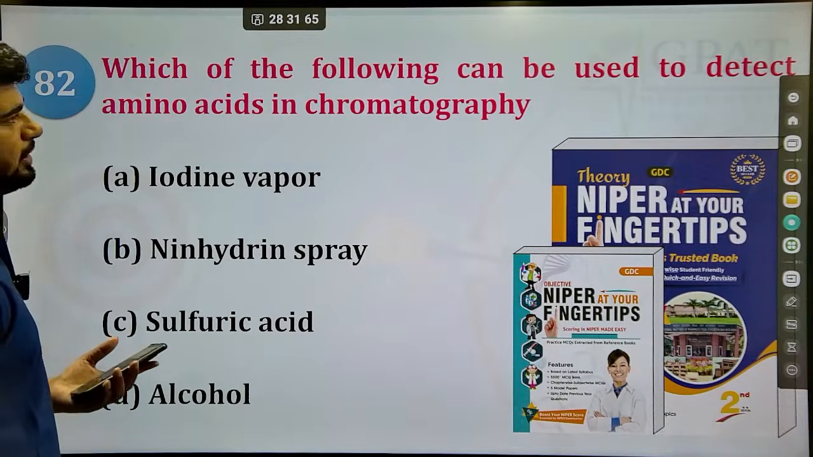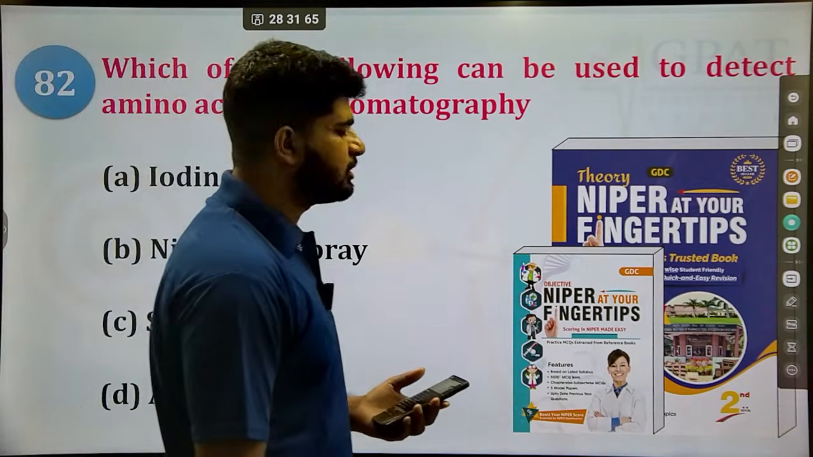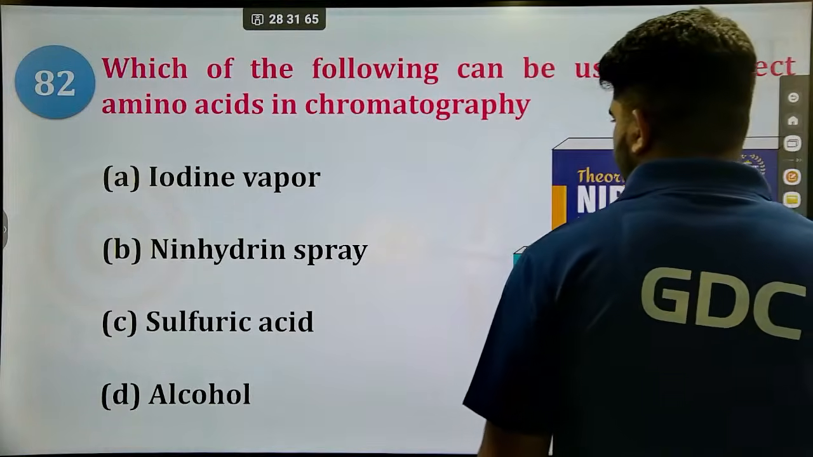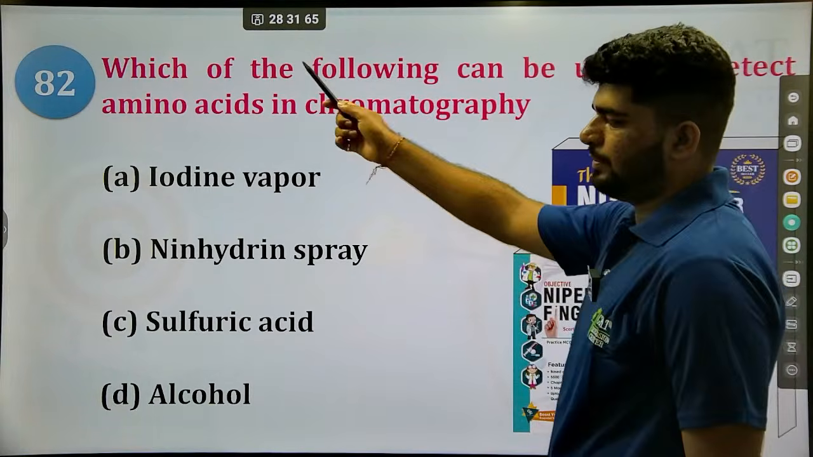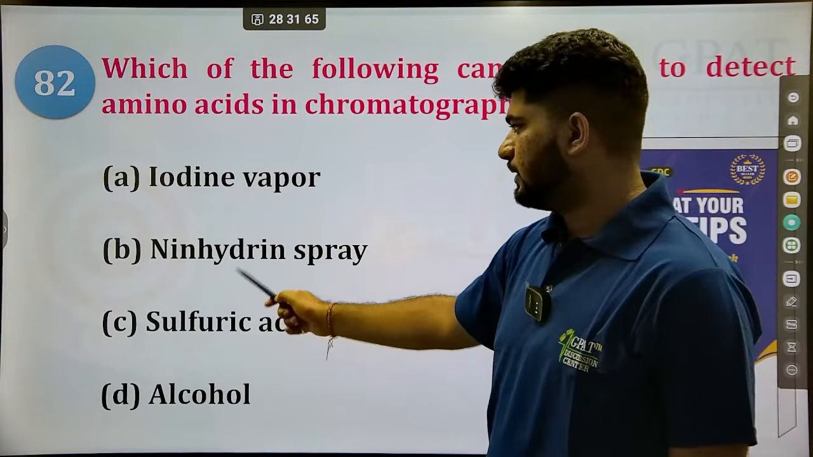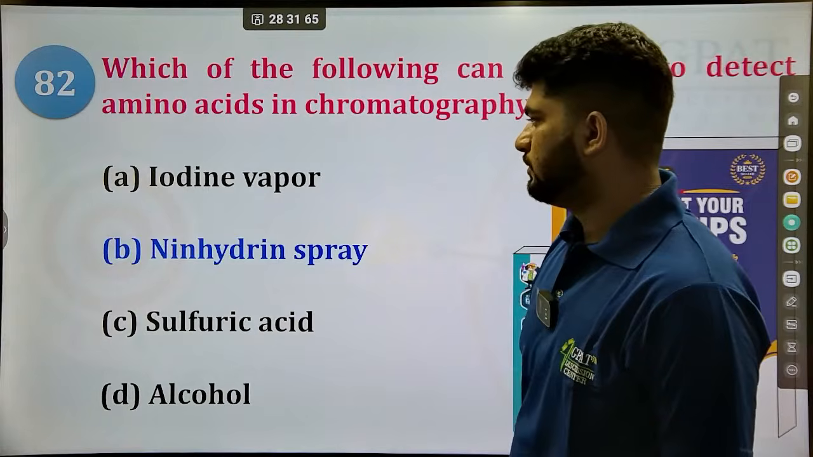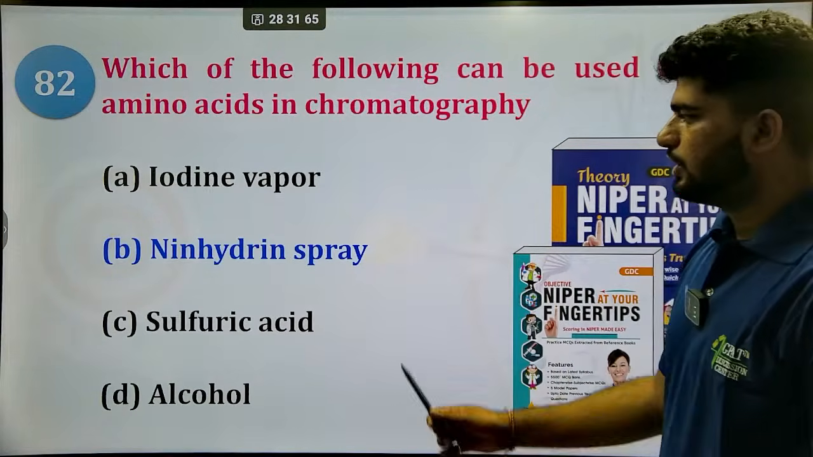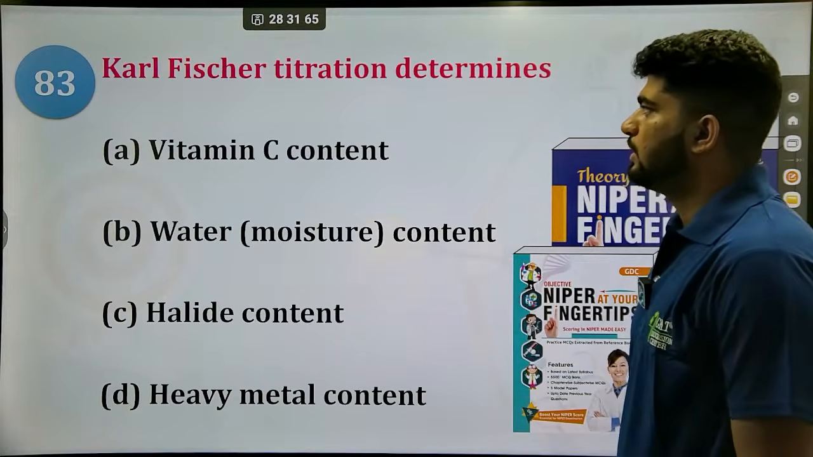Which of the following can be used to detect amino acids in chromatography? Okay. Amino acids in chromatography. For amino acid, what we do? There is a test, no? What's that? Ninhydrin spray. Obviously, ninhydrin test is useful for your amino acid. The ninhydrin spray is also there.